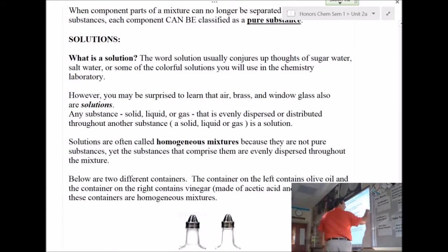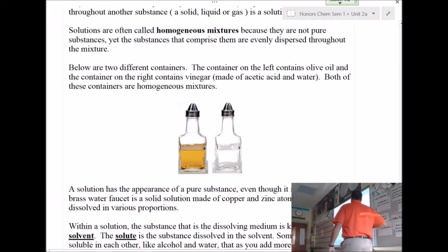And looking at the images that I have here, for example, I've got olive oil in the bottle on the left and then vinegar on the right. These are both homogeneous mixtures because the olive oil is spread out evenly throughout, so it's made correctly. There aren't chunks of olive in there. And the vinegar is made of acetic acid and water.